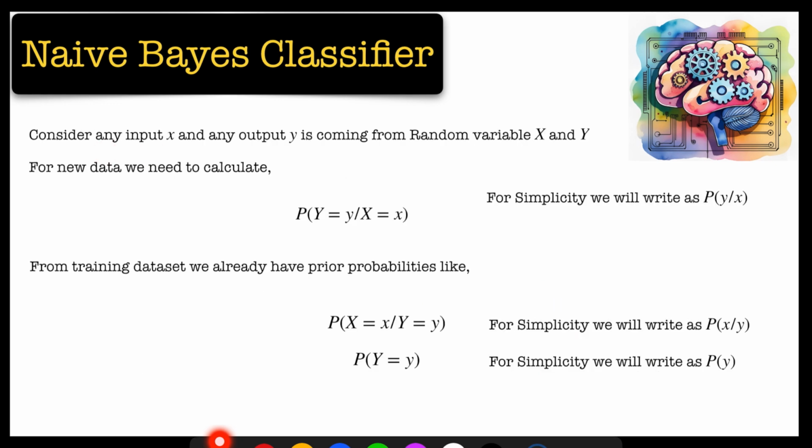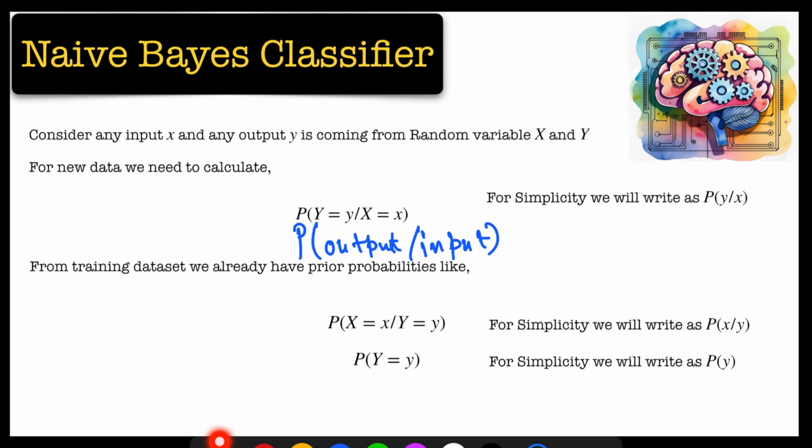Now consider any input X and any output Y is coming from two random variables, capital X and capital Y. So for any new data, we need to calculate the probability of capital Y equals small y given capital X equals small x, which is the probability of output given input. For simplicity, we can write it as probability of y given x.